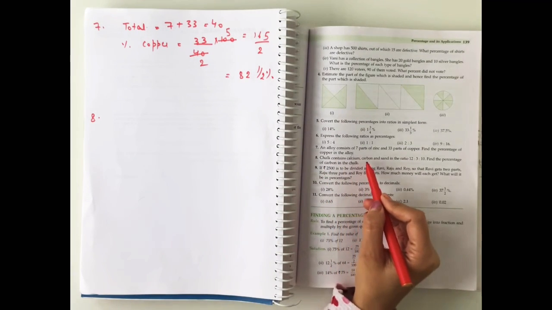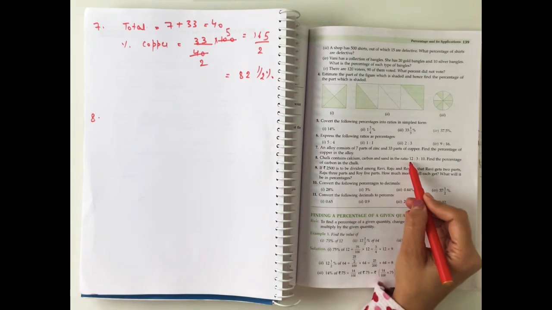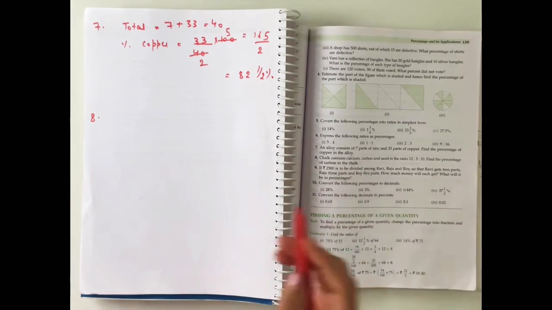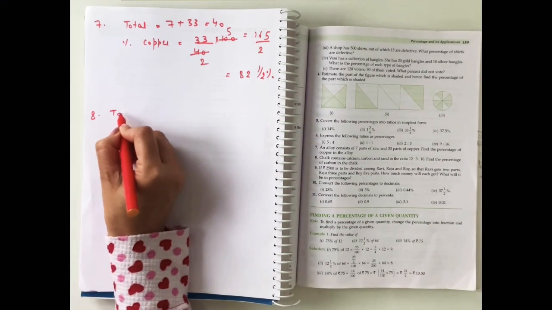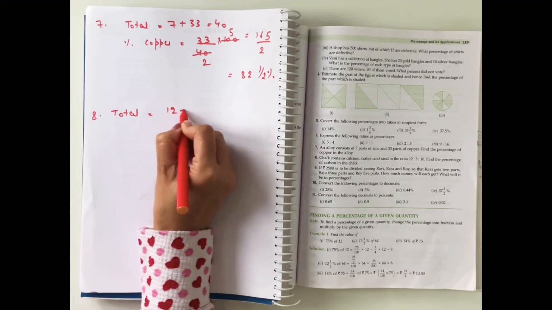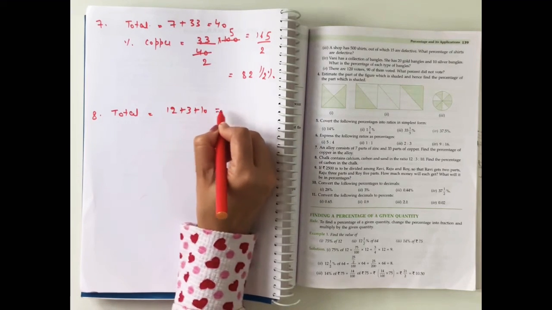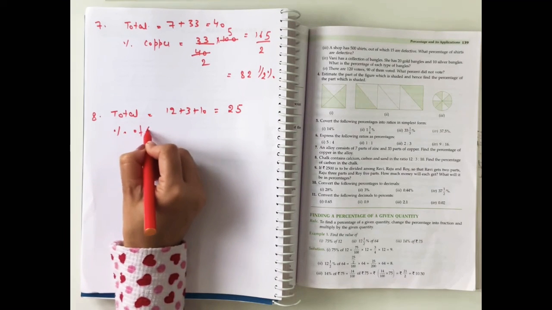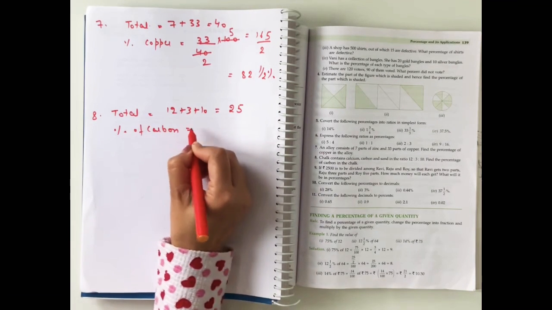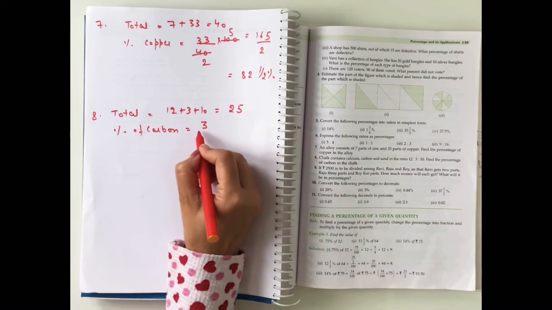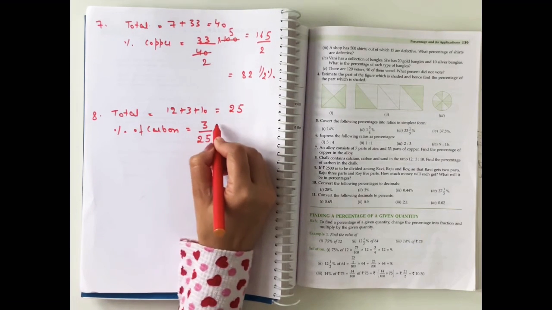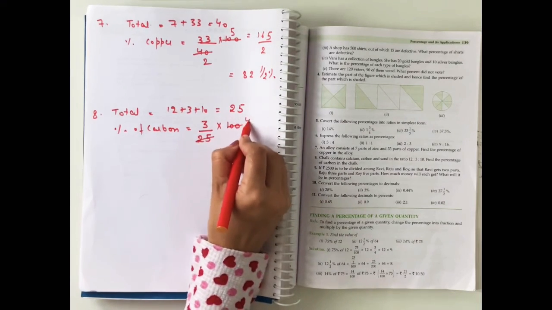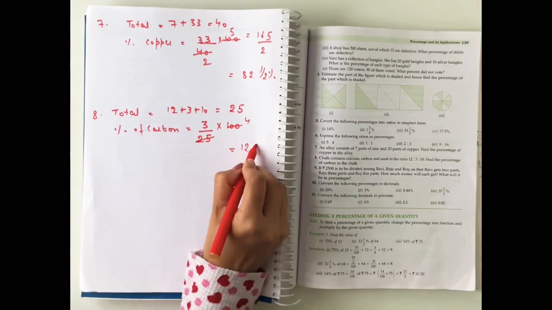Chalk contains calcium, carbon and sand in the ratio of 12 is to 3 is to 10. Find the percentage of carbon in the chalk. First, what is the total? Total, it will come 12 plus 3 plus 10. So it comes 25. So we have to calculate percent of carbon. So what is the ratio of carbon? 3. So total is 25. 3 upon 25. We have to calculate it in percent. So 4 into 3 is 12%.